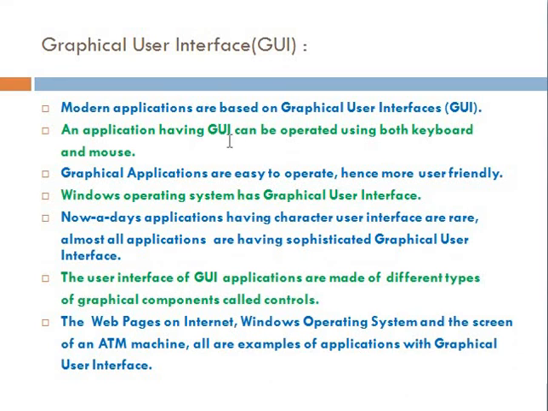But the graphical user interface applications and operating systems make use of both the keyboard and the mouse. And since the mouse supports functions such as clicking on an object, dragging and dropping an object, selecting an object, it is much more user-friendly than a keyboard.